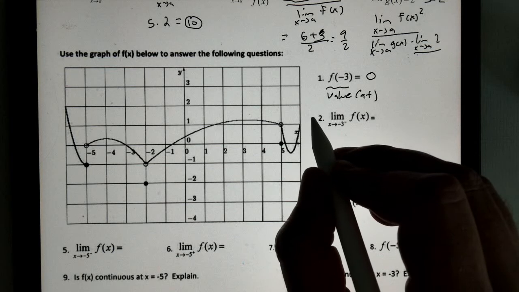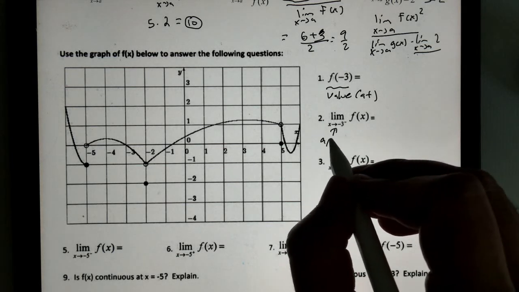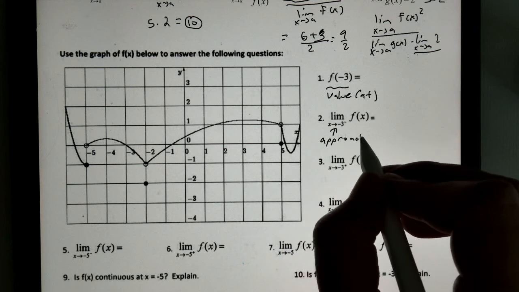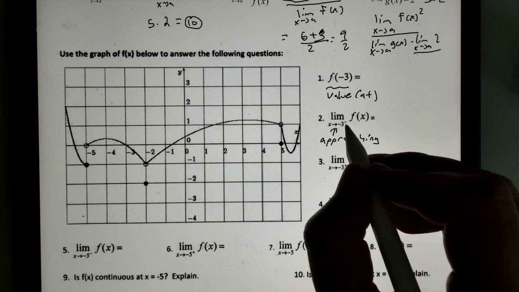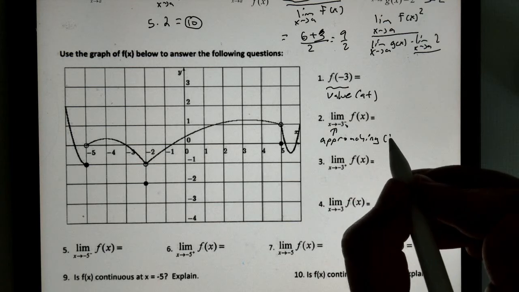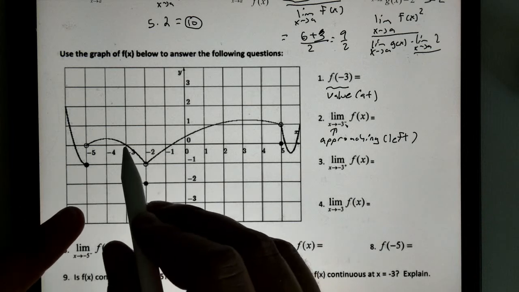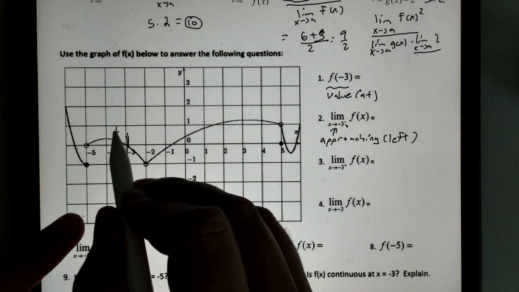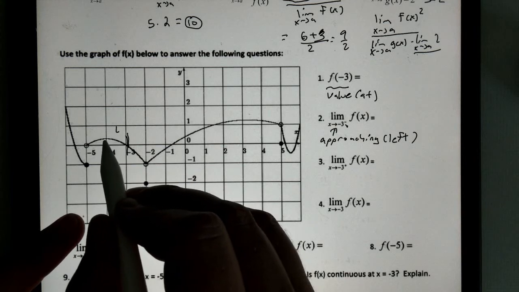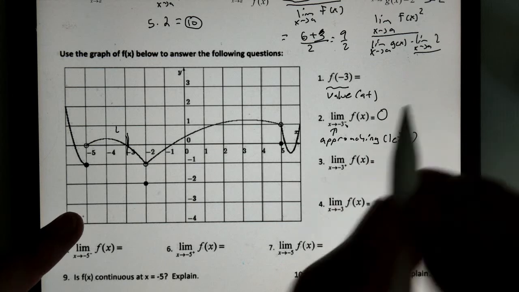Now, question number 2 says, well, what are we now approaching? That's what that limit says. But you got to be careful. That little minus sign up there, you might recall from yesterday, means we're approaching from the left side of the function. So at -3, if I draw a little line right here, there's the left side. As I'm approaching from the left, my values are approaching 0.